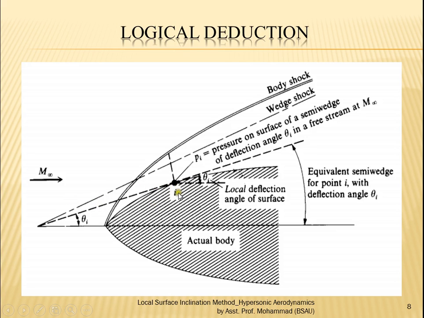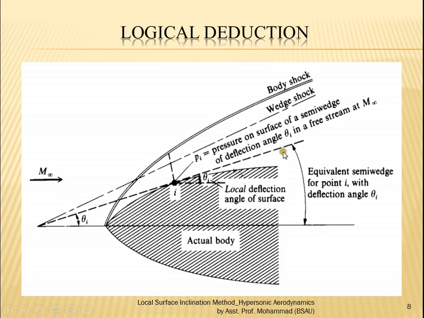Now we draw a normal at the point I. So there is a normal on the surface at the point I, which goes like this, and it meets the body shock here. The broken line gives the imaginary wedge surface, and the dashed line represents the imaginary oblique shock, or the wedge shock, whatever we call it.